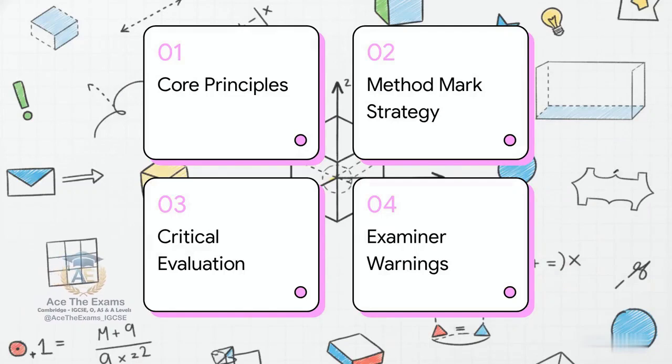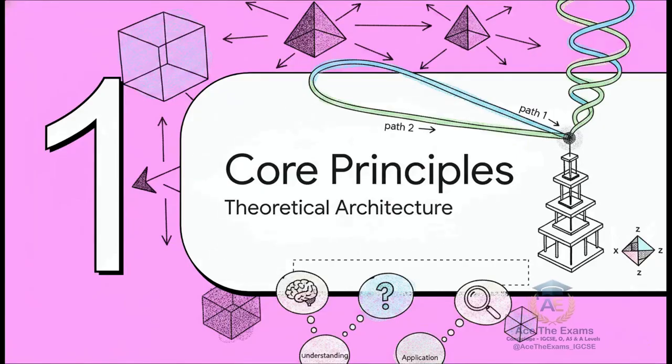So, here is your flight plan for today's simulation. Number 1, core principles. Number 2, the method mark strategy. Number 3, critical evaluation tactics. And finally, number 4, top examiner warnings. Let's move into Sector 1, Core Principles, the Theoretical Architecture.